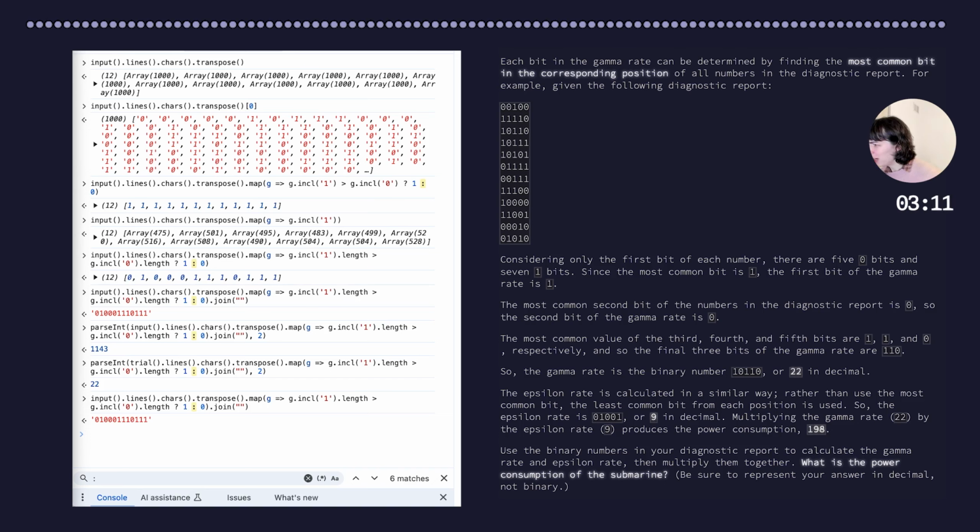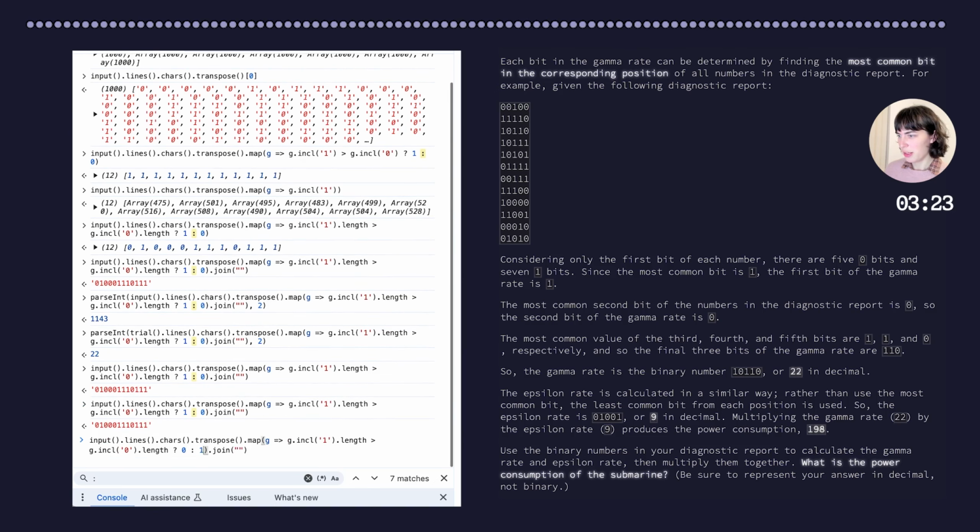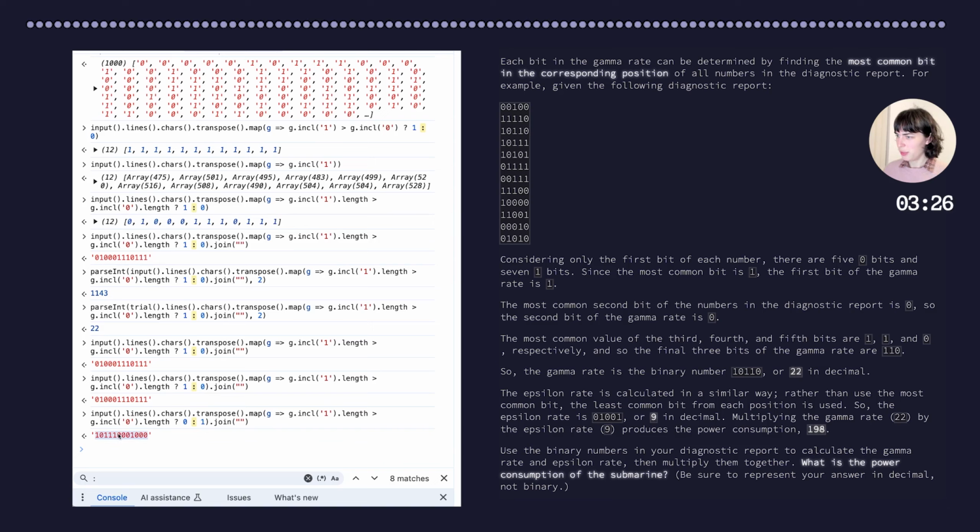Gamma rate by the epsilon rate. Epsilon is calculated a similar way. Most common, least common bit. Okay, fine. Fine. Okay. So that's that. This is going to be 1, which means we need to pass this multiplied by this. Gosh, there's a lot to read.